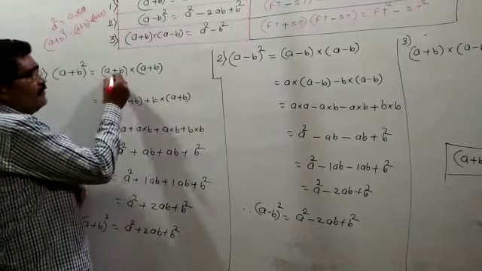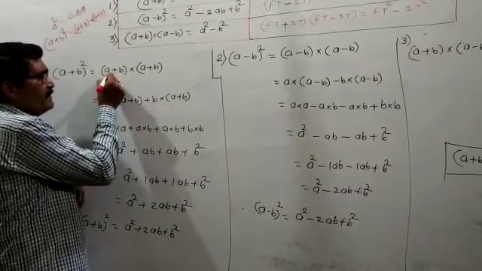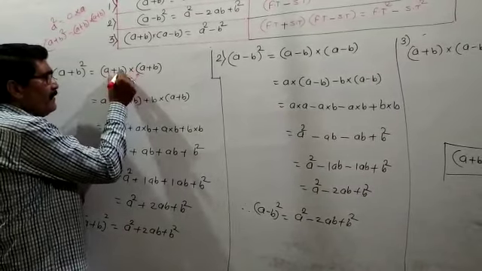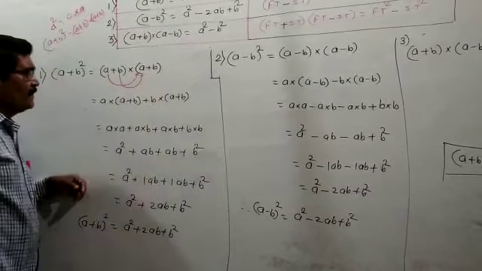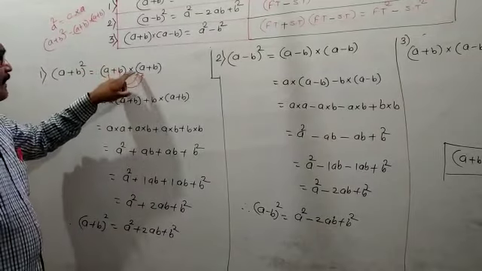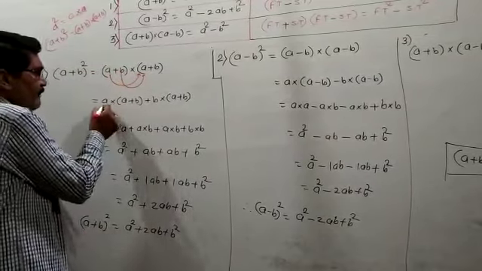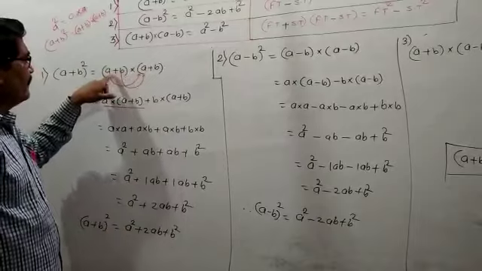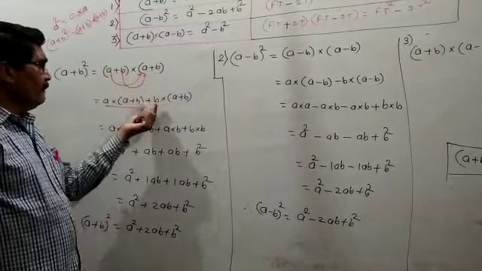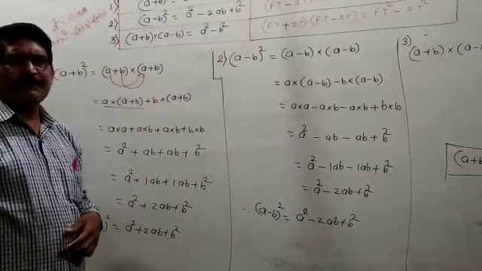Means you have to do the product of this bracket and this bracket. Means a will multiply with this bracket and b will also multiply with this bracket. Means you will write a multiplied by (a plus b), plus b multiplied by (a plus b).